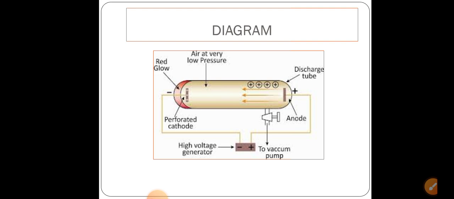So this is the experiment. Why was it called canal rays? Because these rays were moving through a canal. The canal here is the perforated cathode, a narrow tube. That's why it is called canal rays. Another name given was anode rays, because they were generated from the positive terminal.